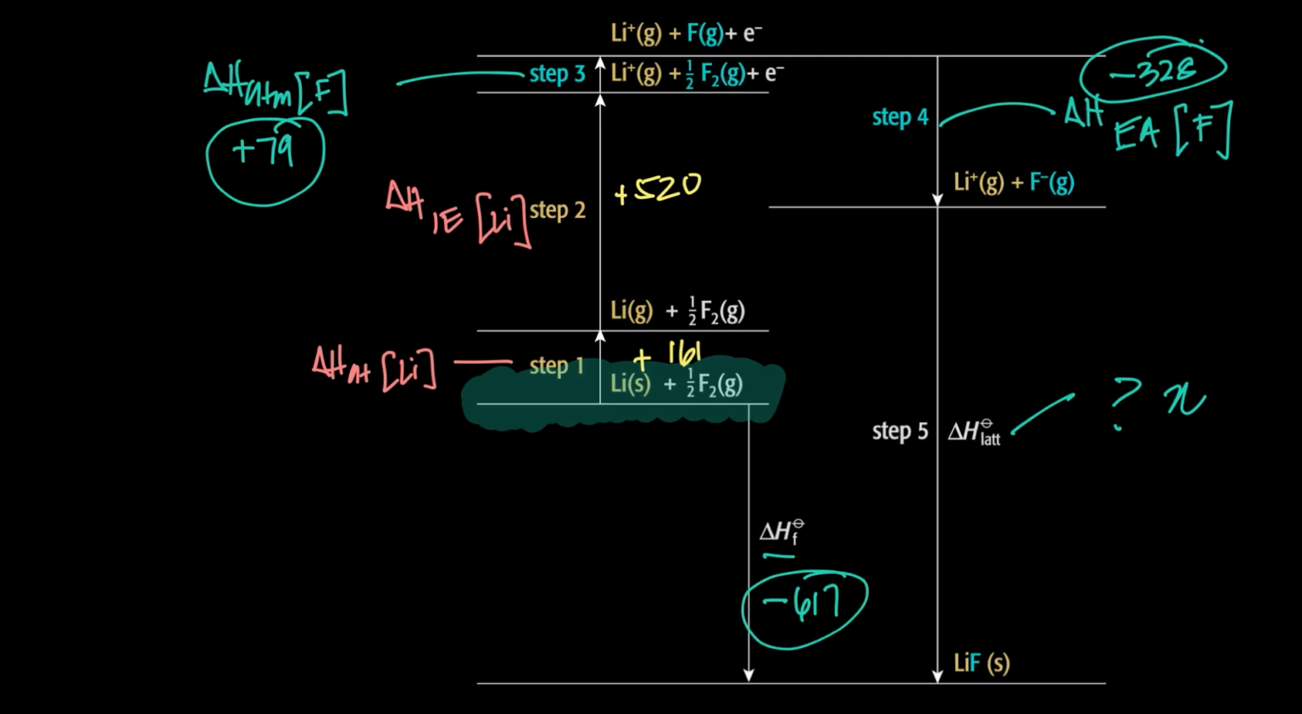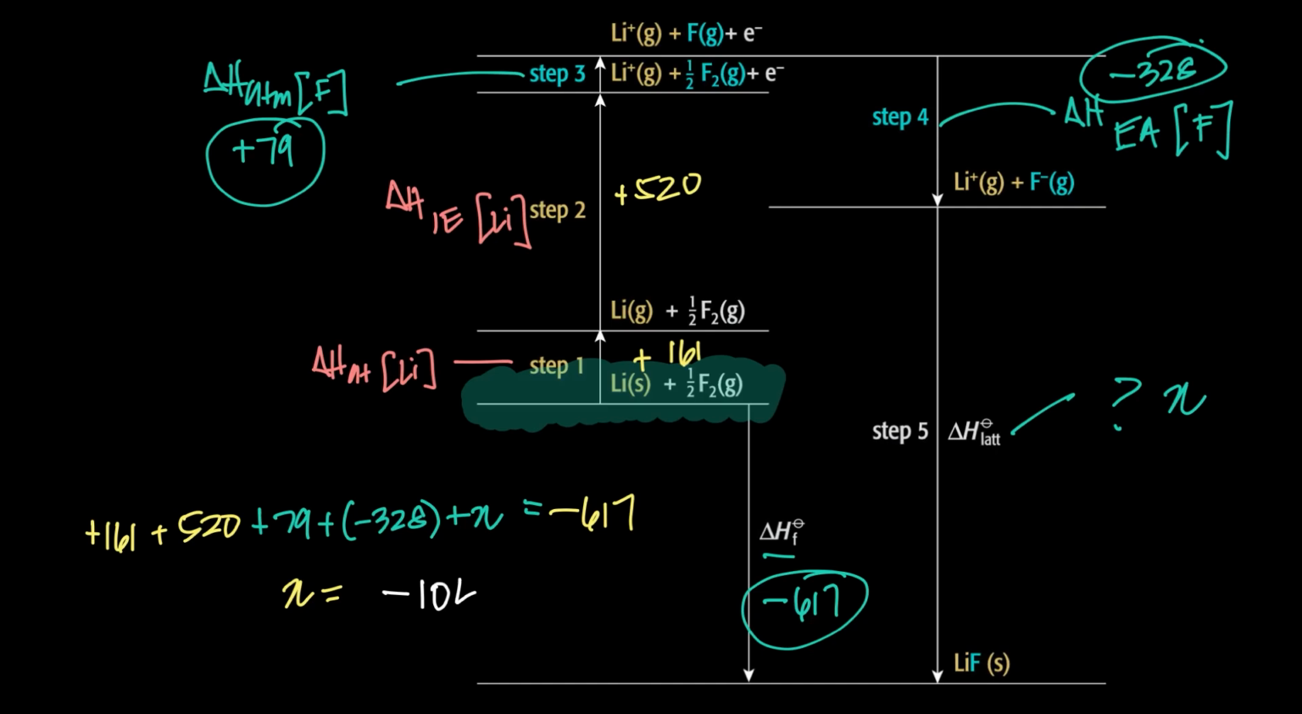So basically what are we finding? We find the lattice energy, which will be plus 161 plus 520. Then the fluorine is plus 79. Then plus minus 328. Then plus X. All of that equals the overall value of minus 617. And you can solve for X this way. Which, by the way, should come out to minus 1049 kilojoules per mole.